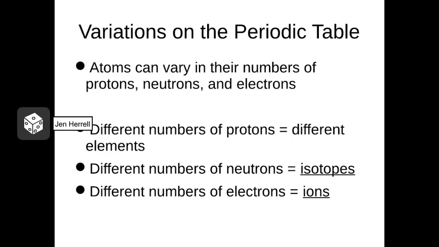Again, different forms of atoms exist in nature. If an atom differs from the periodic table in the number of neutrons that it has, we call that type of particle an isotope. And we'll talk more about those in just a second. If it differs in the number of electrons, it will have a charge on it, a positive or negative symbol, and we call that kind of a particle an ion. And we'll come back to ions near the end of the chapter.